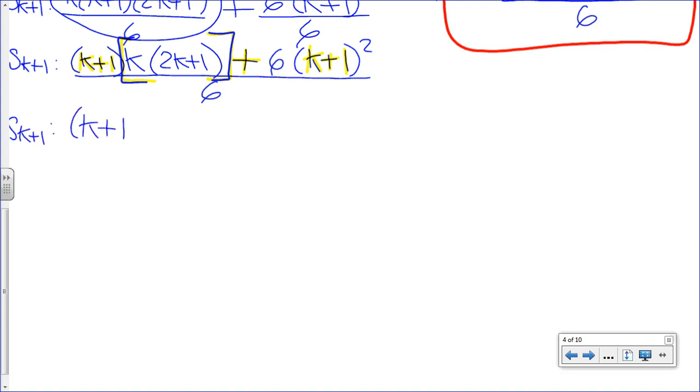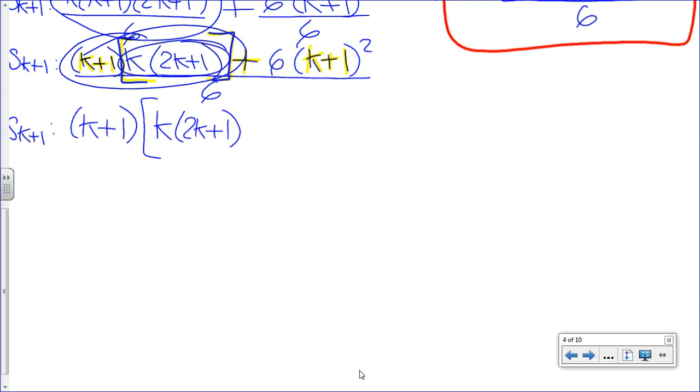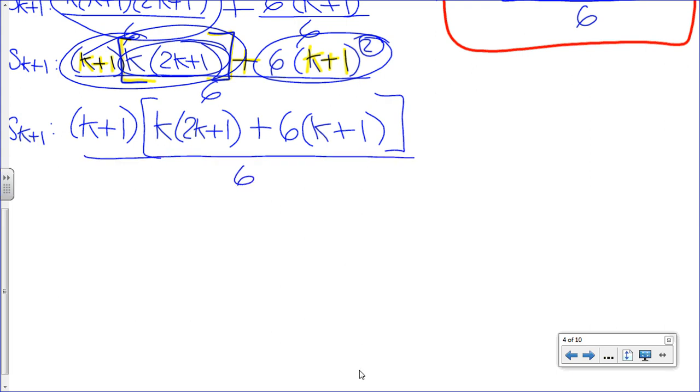So k plus 1. And if I factor k plus 1 from here, what would I get? All of this. So k times 2k plus 1. And if I factor k plus 1 from here, what am I going to get? Plus 6 times what? K plus 1, right? Because here we had it squared. Okay. So now what I'm going to do is distribute k to the 2k into the 1. And I'm also going to distribute 6 to the k into the 1. So let's do that.